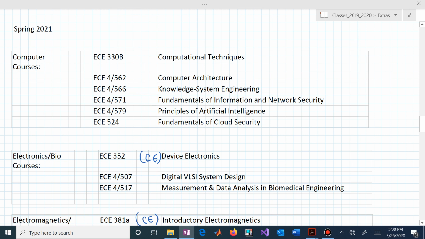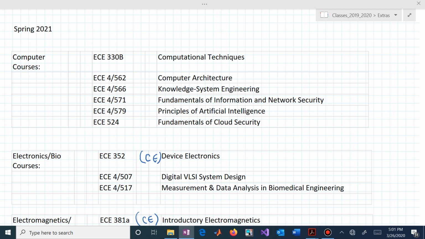Most of you will be able to take 330B as a technical elective unless you're in an older catalog in which it was a required class towards your degree program. But here, computational techniques allows you a way to understand: how do I numerically differentiate? How do I numerically integrate? How do I solve these differential equations?